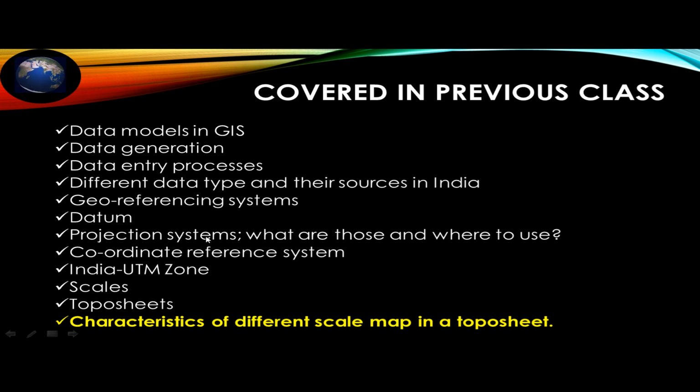Then the coordinate reference system, like the geographical coordinate reference system or UTM, Universal Transverse Mercator. India lies in six zones of UTM, which I told in my last class. What is the scale in a map, and what are the types of scale, large scale and small scale? What is the purpose, and how does it tell about the detail of an imagery or map from a larger scale perspective and a small scale perspective?